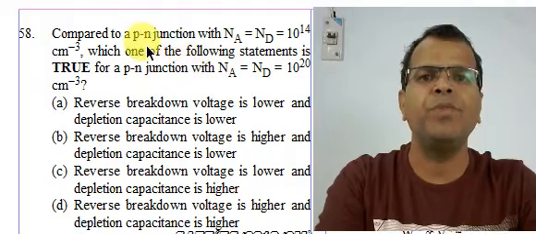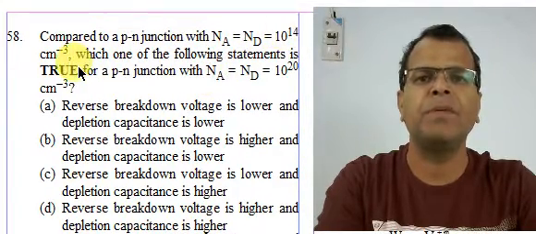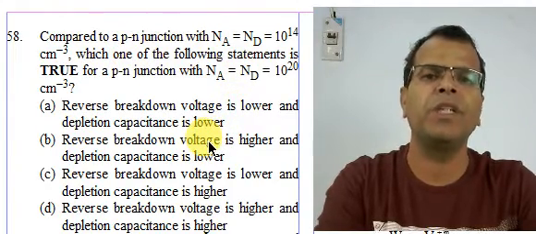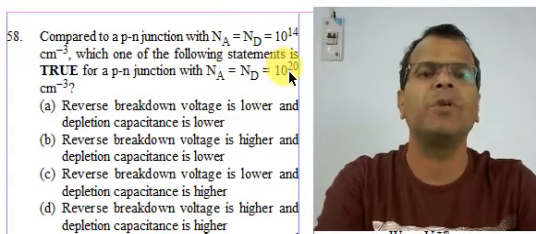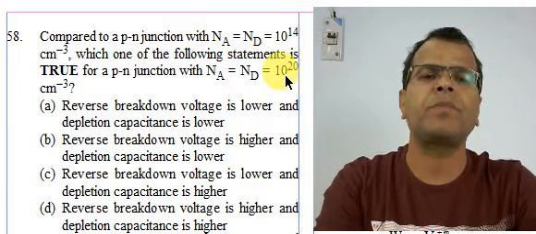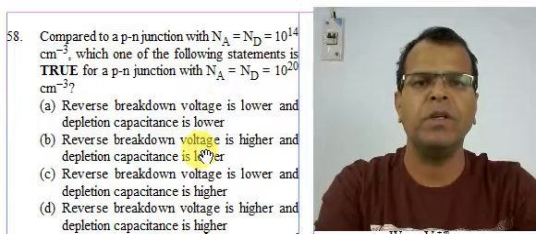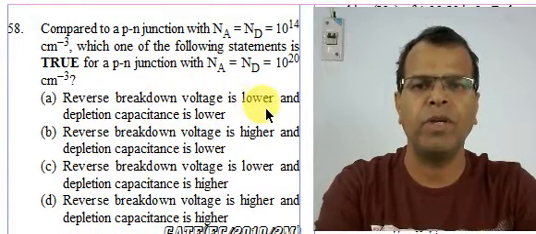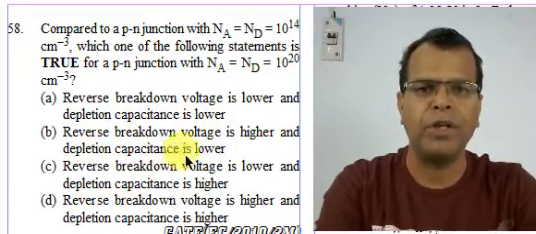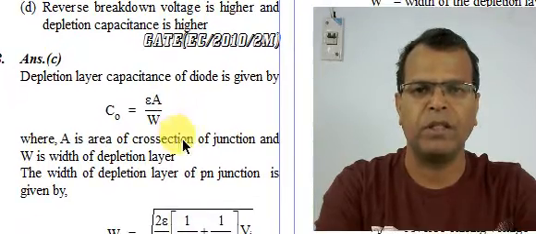Compared to PN junction with NA and ND equal to 10 to the power 14 per centimeter cube, which of the following statements is true for PN junction with NA equal to ND equal to 10 to the power 20? So what you have done, you have increased the concentration of the impurity atoms on both sides. So let us see what will happen. Reverse breakdown voltage will be lower, depletion layer capacitance is lower; reverse breakdown voltage is higher, depletion layer capacitance is lower. So let us see the effect on the reverse breakdown and this. Fine.